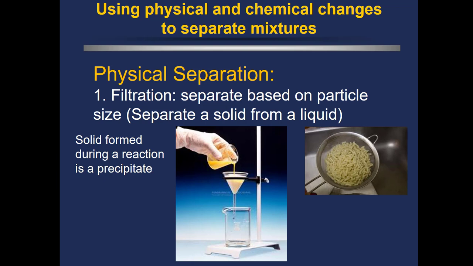In filtration, you separate out particles based on particle size. So if I did some sort of chemical reaction where a precipitate was formed, I could take some filter paper and pour that solution with the precipitate through the filter paper, and then that would leave the solid back on the filter paper that I could take and dry.